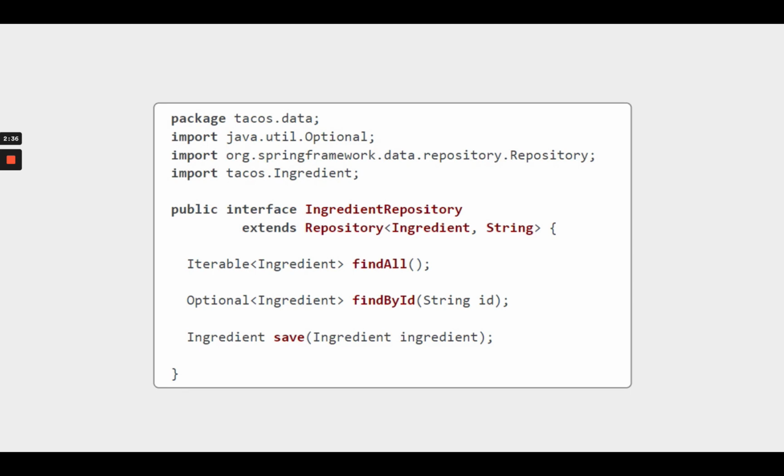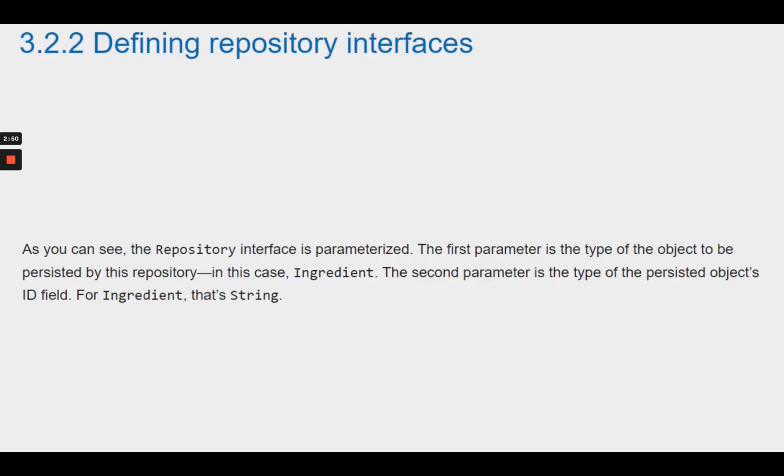At the very least, our repository interfaces will need to extend Repository so that Spring Data knows to create the implementation automatically. For example, here's how you might write IngredientRepository such that it extends Repository. As you can see, the Repository interface is parameterized. The first parameter is the type of the object to be persisted by this repository, in this case, Ingredient. The second parameter is the type of the persisted object's ID field.